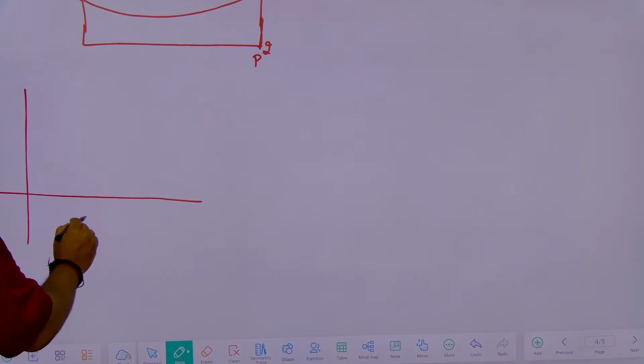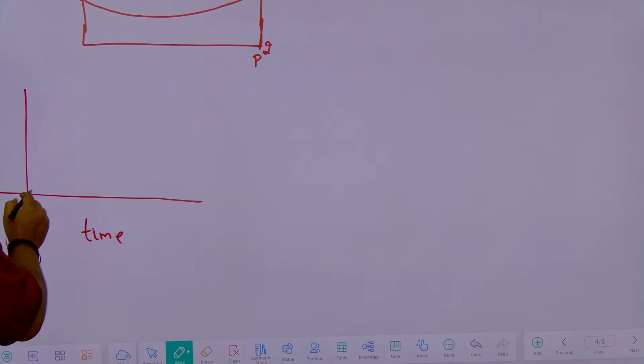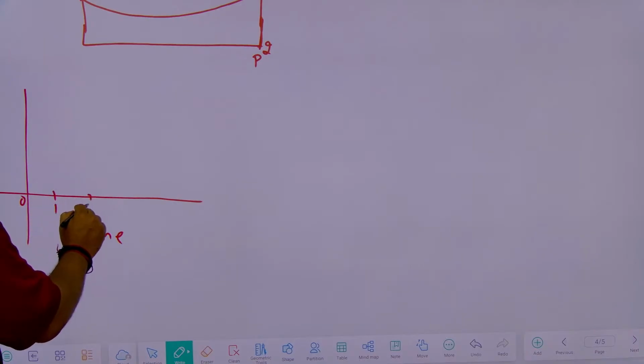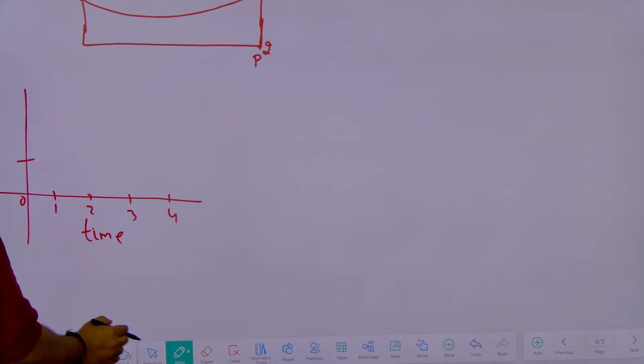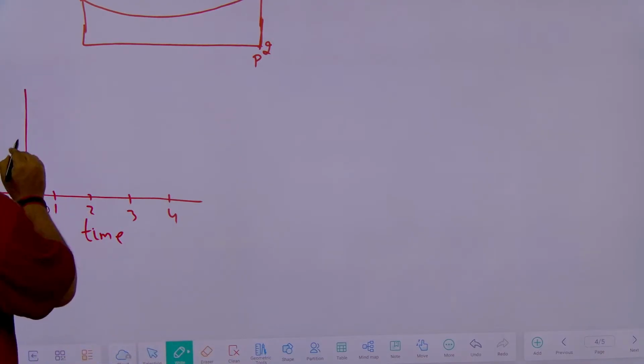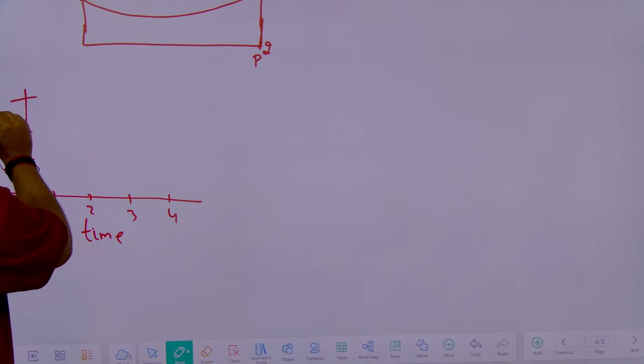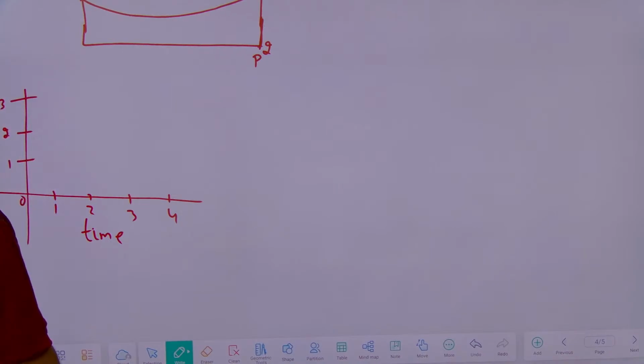Now I'll plot the graph of time versus position. The graph will be like this: time versus position. Time is 0, 1, 2, 3, 4 like this. Position is 1, 2, 3 like this. Okay, position is just like this.